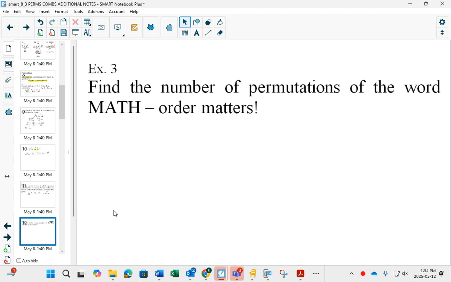This one's really easy. If you want to rearrange letters and all the letters are different, it's just going to be 4 spaces, 4, 3, 2, 1. And it's fine if you just write 4 factorial right away.